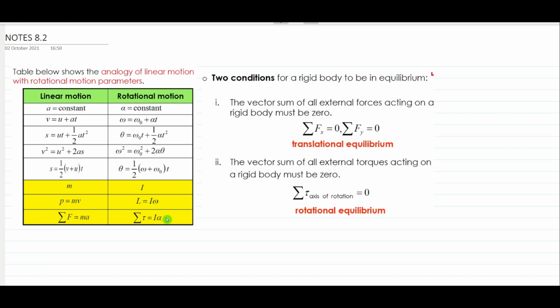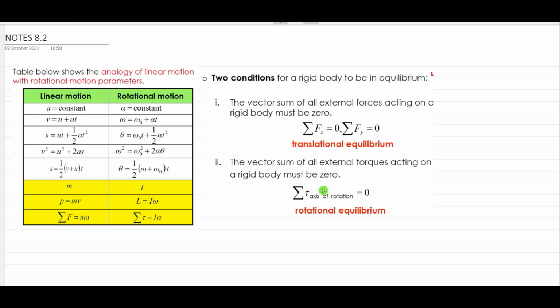Jadi pada video kali ini kita akan fokus kepada equilibrium of rigid body. Jadi kalau kita sebut kepada equilibrium of rigid body, maknanya objek itu tidak bergerak. So kita kena consider dua perkara, iaitu translational equilibrium means that total force in X component is equal to 0 dan total force in Y component also equal to 0. Means that all external forces acting on a rigid body must be 0.